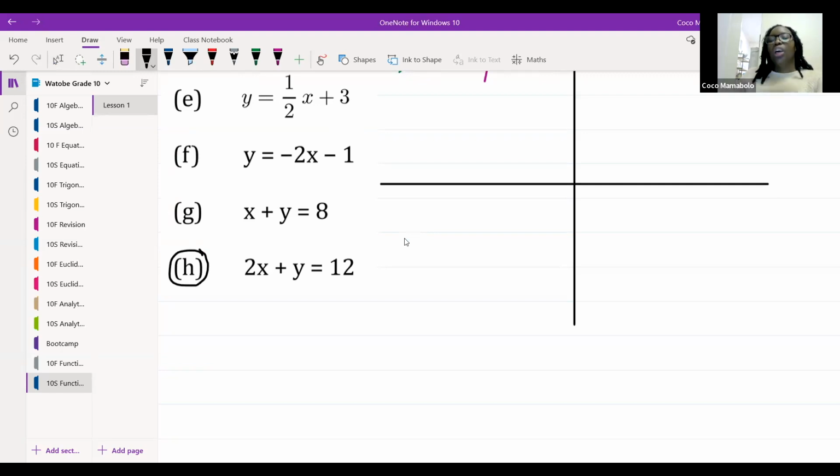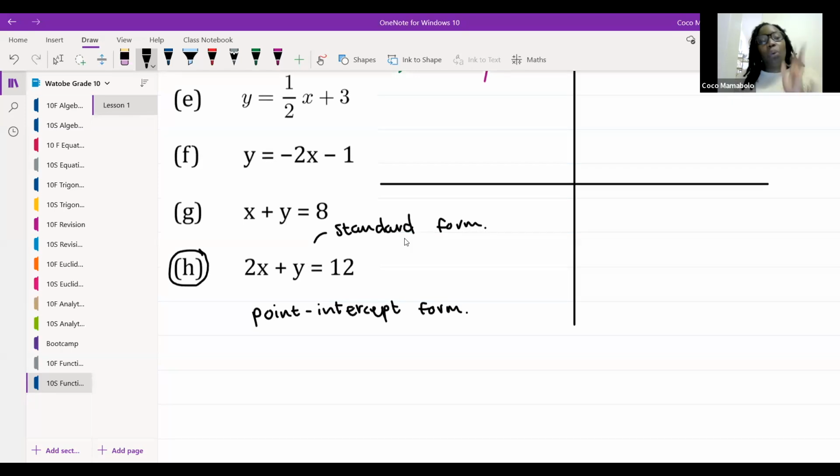That's it, Tyrika. We need it in, okay, I'm going to tell you now, this is written in standard form. The form that you're thinking of is the point intercept form, the one where y sits on its own. And I can see why your teacher would call the point intercept form the standard form, because that's the one that we are looking for most times.